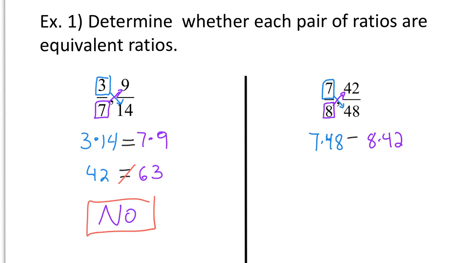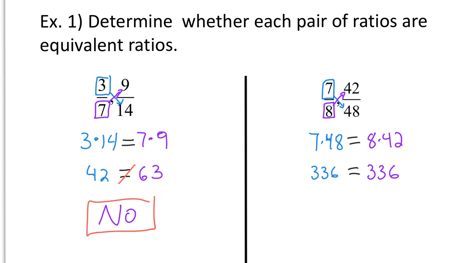And I want to know if they're equivalent. I multiplied, and I got 336 on one side, and the other product, I also got 336. So I can say these two are equal. 336 equals 336. So what that means, guys, is the two ratios are equivalent.